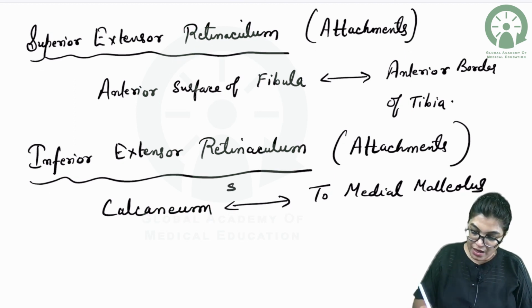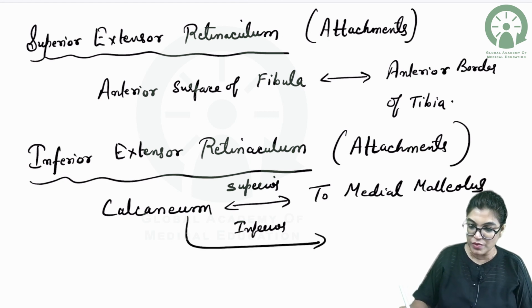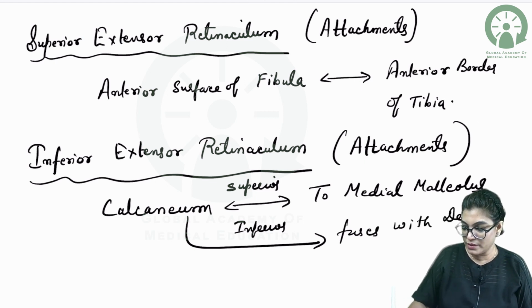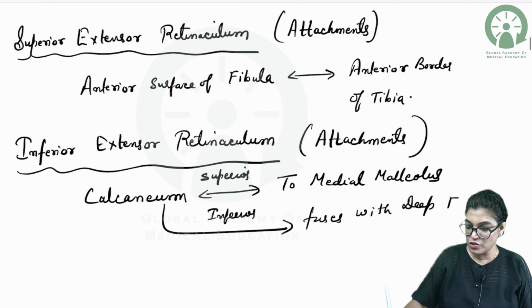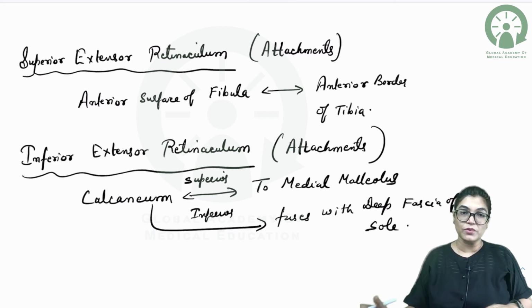So, this will be the superior slip, and the inferior slip, which is extending from the calcaneum, will merge with and fuse with the deep fascia of the sole. So, done. This is about the attachment of the extensor retinaculum.